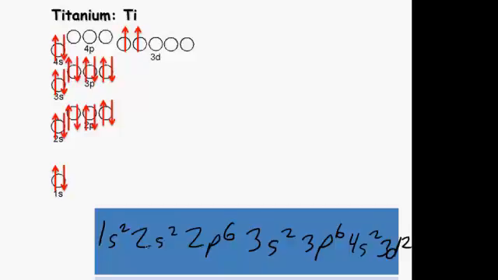And if you count up these numbers, they should add up to the number of electrons. So 1, 2, 3, 4, add them all up: 6, 10, 12, 18, 20, 21, 22.